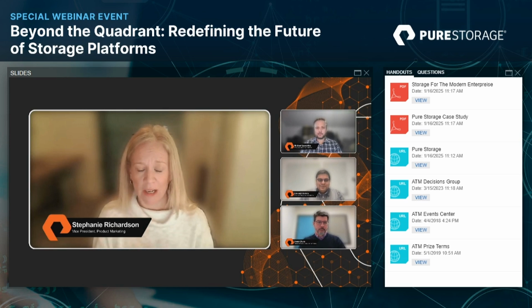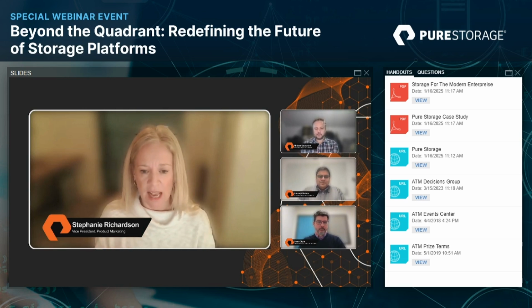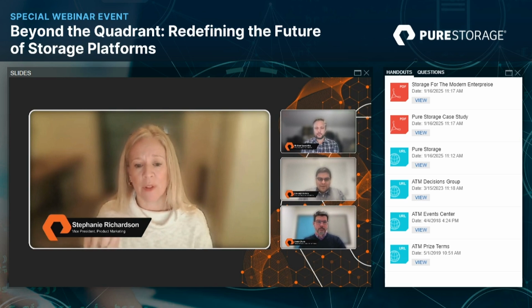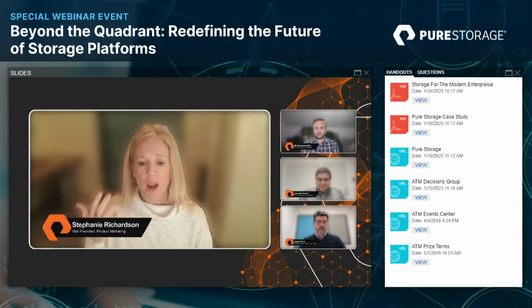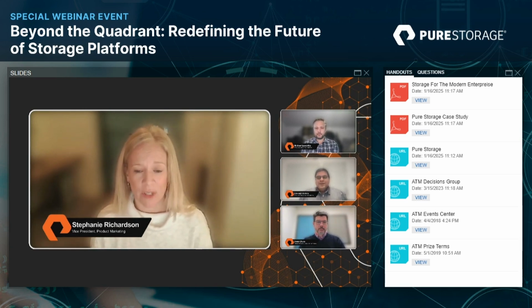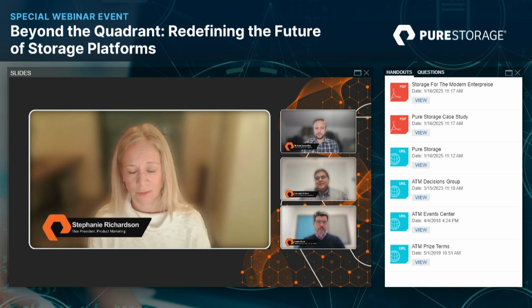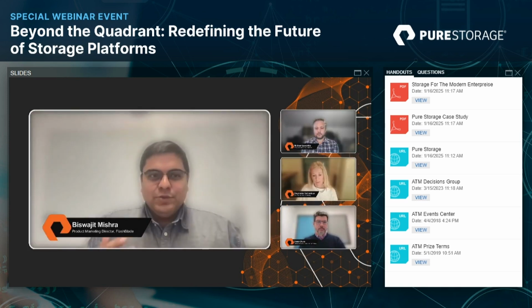Dean just talked about how the customers' needs and asks are changing. This is a big transformation for how people think about storage. So how is Pure Storage leading this transformational change? I mean, this is a huge change.